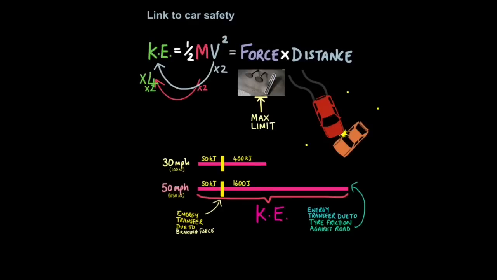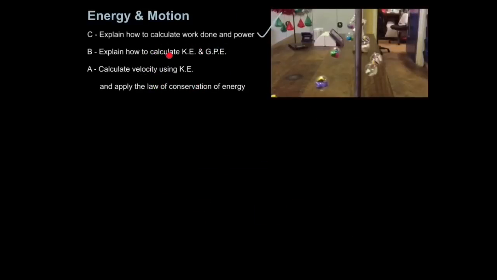This is what I mean when I say that equations in physics do tell you something useful about the world around you. And that's how you explain how to calculate kinetic energy and gravitational potential energy. Now we're going to look at the most complicated rearranging of an equation in GCSE physics to date, and that is calculating velocity of a falling object.